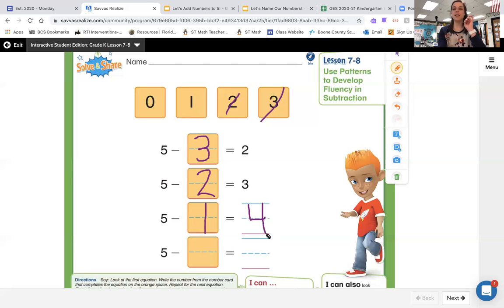5 take away 1 is 4 left over. So what we did is we just took the 1 from our orange tile up here and put it into our box in this sentence, okay?